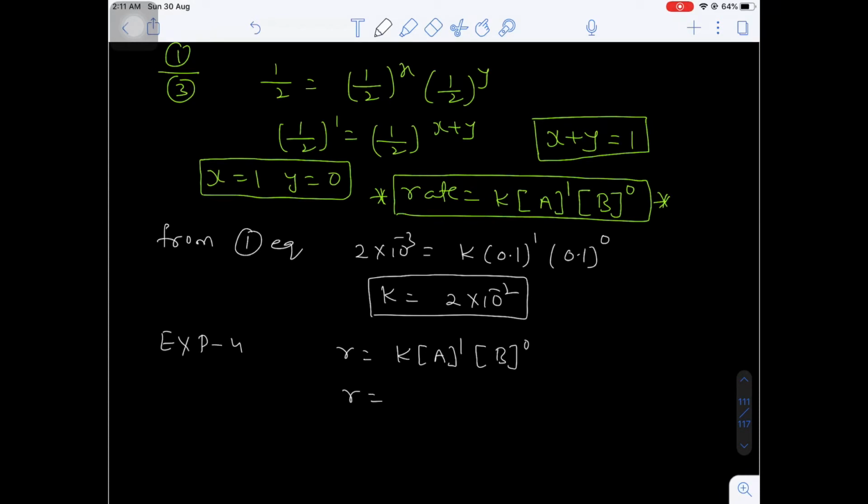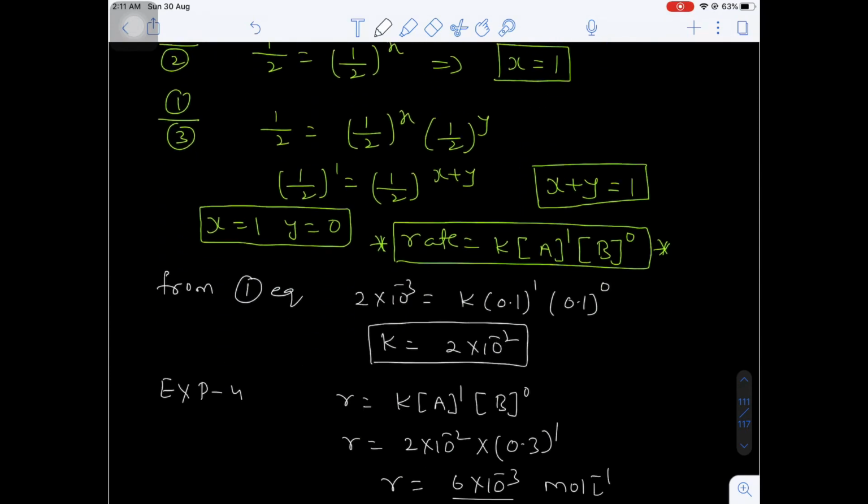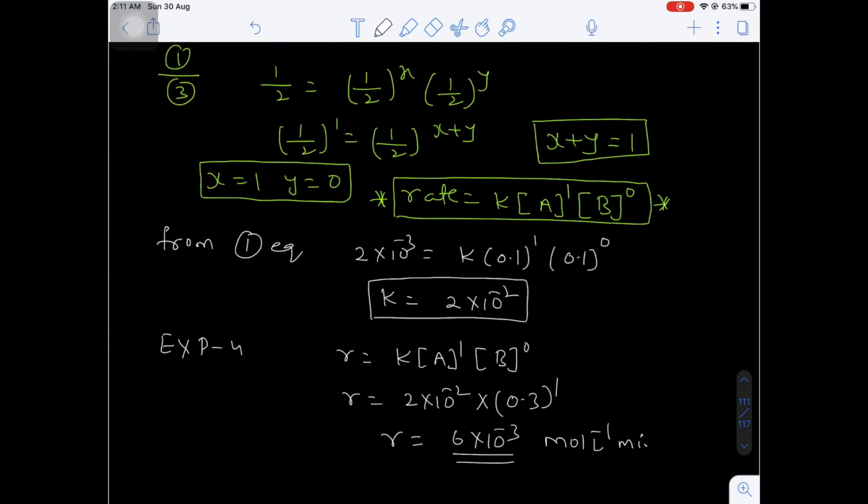R value is equal to K value, already we know 2 into 10 raised to minus 2, and the concentration of reactant A given 0.3 to the power 1. So need not write the concentration of B, because the power of the concentration of B will be 0, any to the power 0 is nothing but 1. So after simplification you will get the rate of formation of D, that will be 6 into 10 raised to minus 3. Are you getting my point? Moles per liter. What is the time interval here given? Minute. Moles per liter per minute. Are you getting my point?